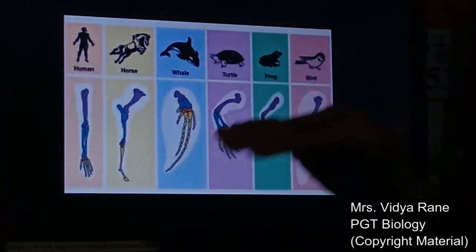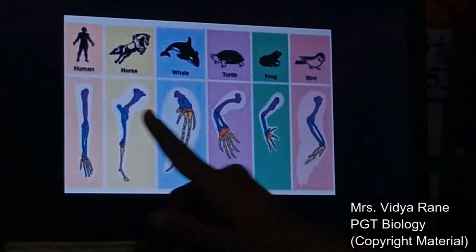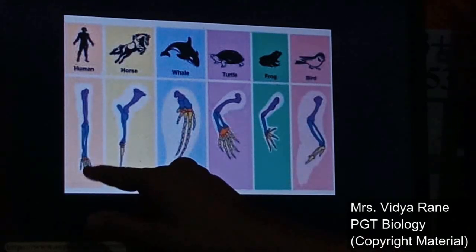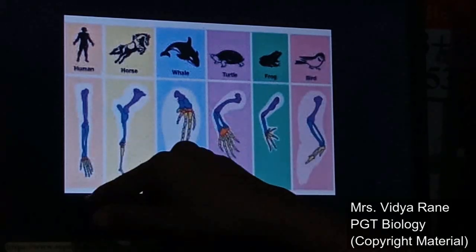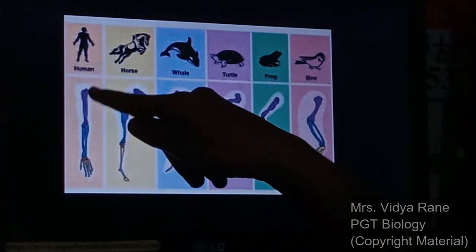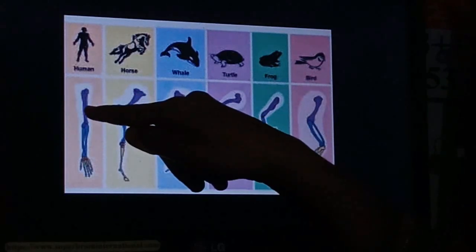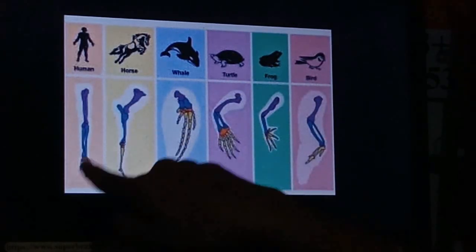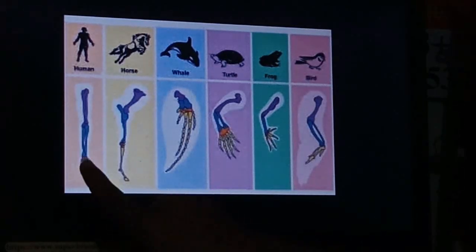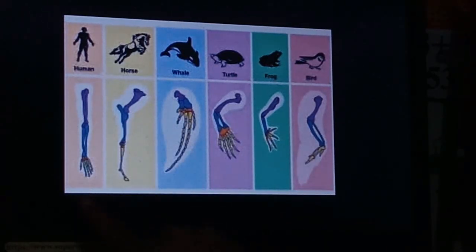But if you see their anatomy, take the first example, human beings: forelimbs, hands, anatomical structure, internal structure. Here there is one bone, that is humerus. This is radius and ulna, two bones. Then here phalanges, metacarpals are there. So this is the structure of his forelimb, right?